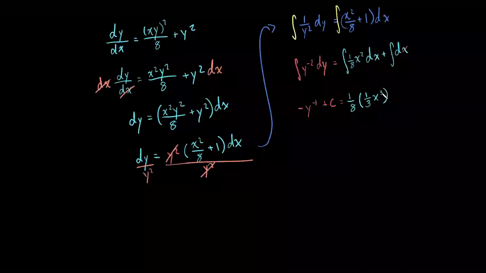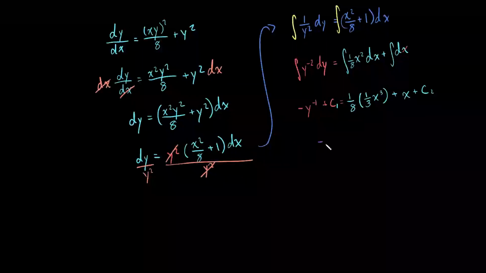So all I did was add 1 to the power, divide by the new power. We integrate this right here. So the integral of dx is just x. Remember, add our constant c. From here, we can combine our constants.